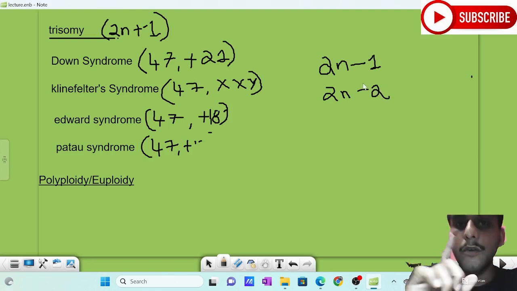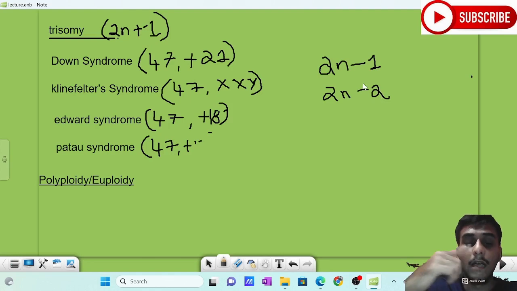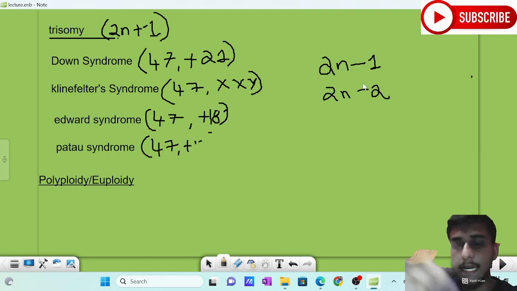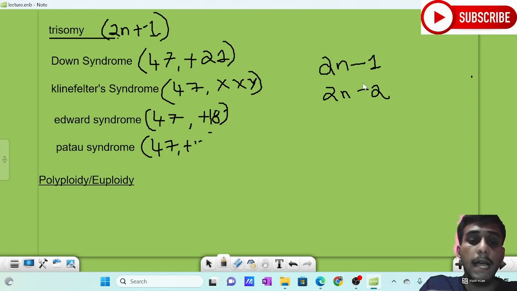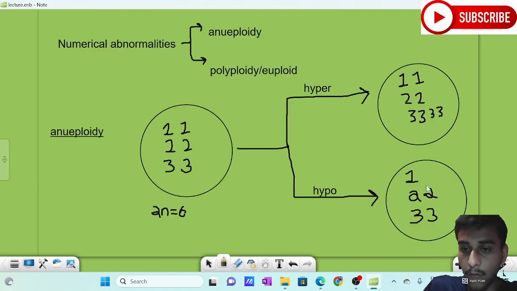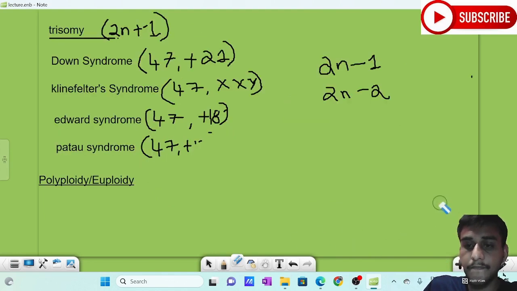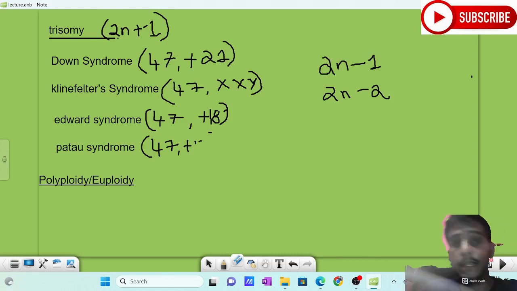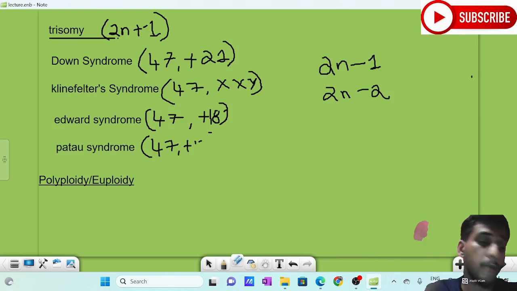So hypoaneuploidy can be divided as monosomy, double monosomy, and nullisomy. In monosomy, there is a decrement of one chromosome, any one chromosome, and in double monosomy, two different chromosomes are decreased, either 1 and also 3. This is the condition. In nullisomy, two same chromosomes have been decreased.